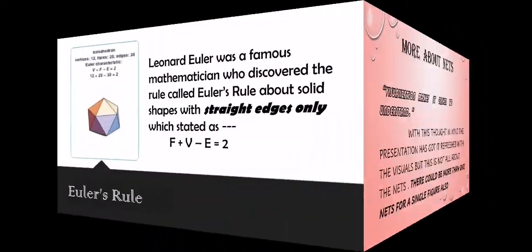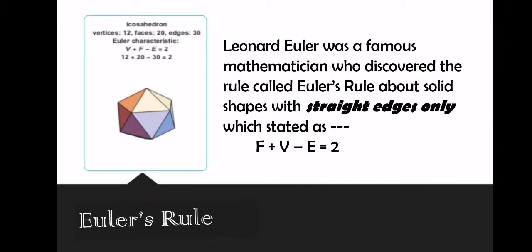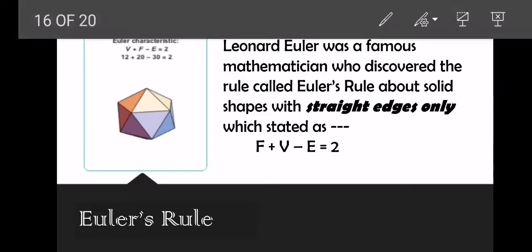Now, we have a new topic, that is Euler's Rule. Leonard Euler was a famous mathematician who discovered the rule called Euler's Rule about solid shapes with straight edges only, which is stated as faces plus vertices minus edges equals 2. An example of an icosahedron is given here. But I have one more example to give you.